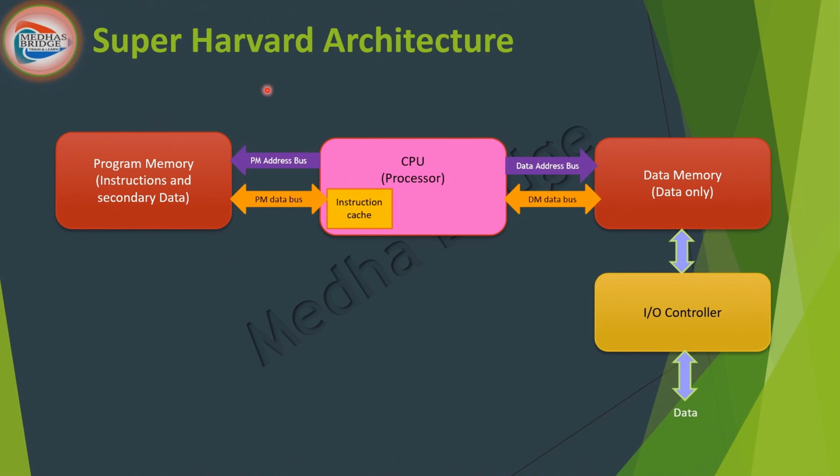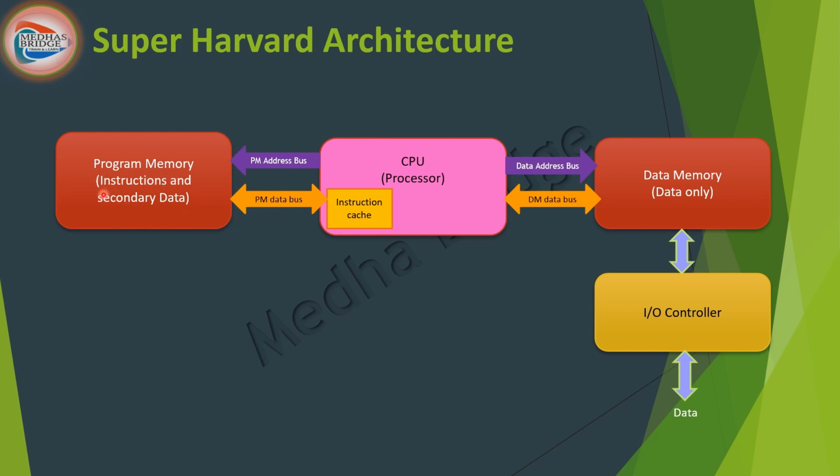Let's look at the super Harvard architecture. We have seen Harvard architecture in which we have a CPU, a dedicated program memory, then data memory, and then the IO controller. This remains as is. But what is new in super Harvard architecture? We have an instruction cache. That's correct. Instruction cache is an expensive memory which is very near to the CPU, which we use for storing the repeated instruction fetches.